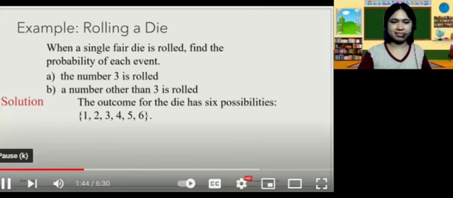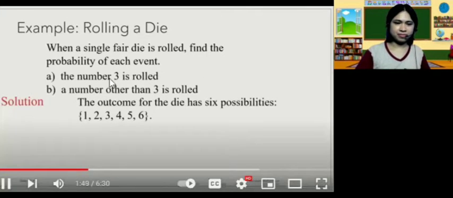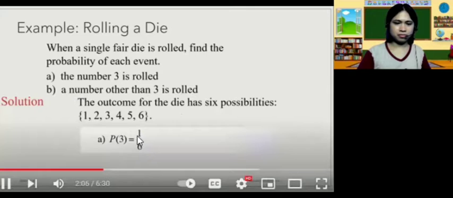Consider this example. When rolling a single six-sided die, find the probability that A, the number 3 is rolled, and B, a number other than 3 is rolled. The outcomes for the die are 6 possibilities: 1, 2, 3, 4, 5, 6. The probability of rolling a 3 is 1 chance out of 6. So the probability of 3 is 1/6.